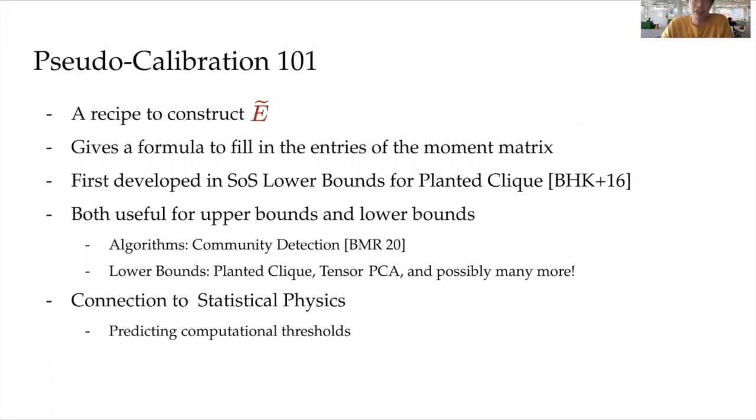So what do we mean by that concretely? It tells us a formula to fill in the entries of the moment matrix accordingly. And by following this procedure, we can somehow get an SOS lower bound if everything works out magically. So even though it's originally intended for SOS lower bounds, it turns out to be also surprisingly powerful for upper bounds as well. Recently, there is this application for community detection in the work by Banks et al. And pseudo calibration as a technique itself also bears some mysterious connections to statistical physics, but we will not get into this today.